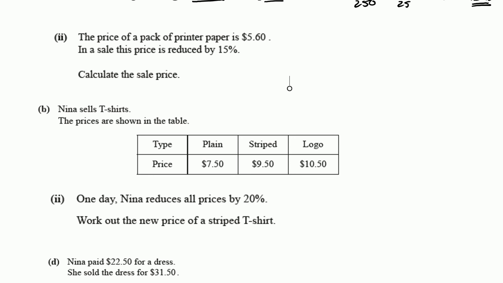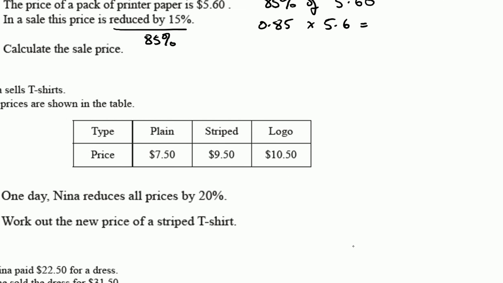The price of a pack of printer paper is $5.60, and this price is reduced by 15%. Calculate the sale price. If we reduce by 15%, we are left with 85%. So I want to work out 85% of 560. That is 0.85 times 560, and we can work that out, and there's our answer. That's getting me $4.76.